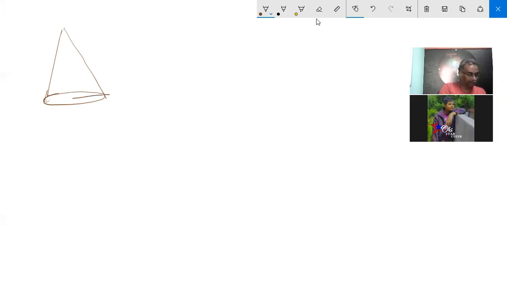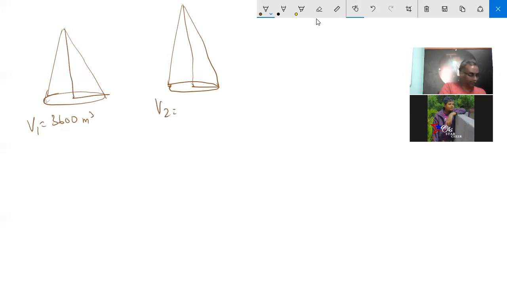Same base radius. Okay. V1 is equal to 3600. Another cone, same base radius. Only height is different. V2 is equal to 5040 centimeter. Okay. Find the ratio of the heights. This is H1, this is H2. What is it asking? H1 by H2, how much is it asking?